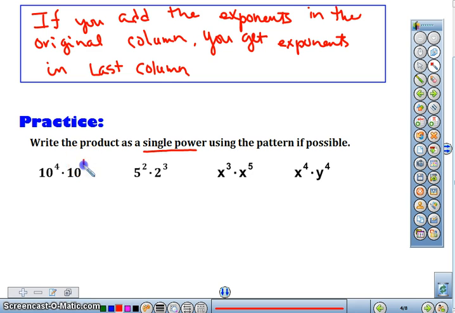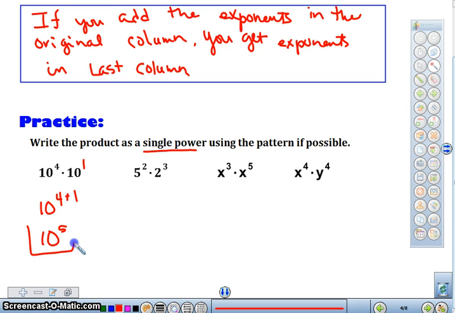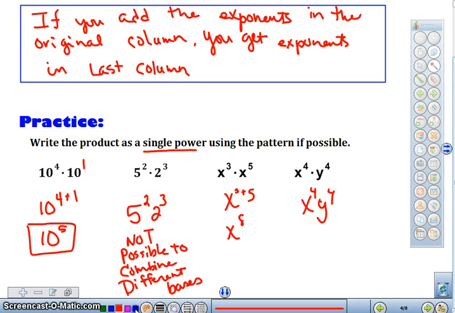So I'm going to do the first one, and then I'm going to have you pause the video, and I want you to try the next two. So 10 to the fourth and 10 to the 1, this is what we are thinking. 4 plus 1, I won't need you to write that down all the time. And 10 to the fifth is our final answer. I do need to be able to tell that I have a base and an exponent. I don't want to see the number 105. Please try the next 3, and then we will unpause the video so you can see what those look like.